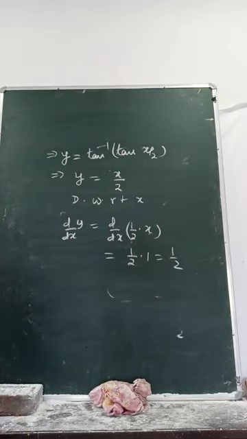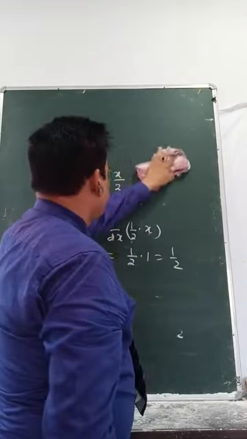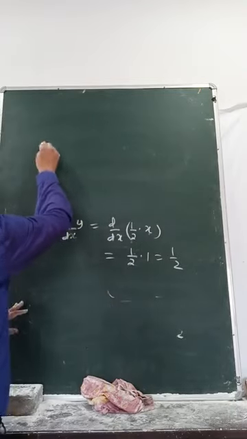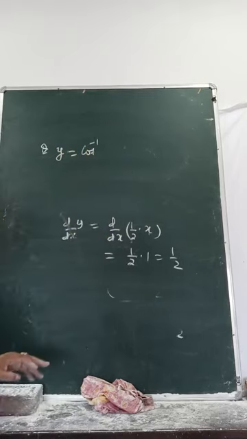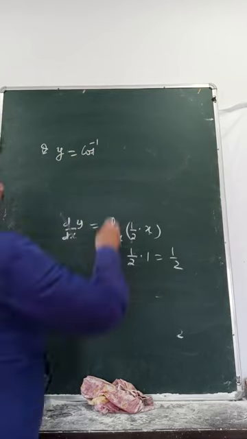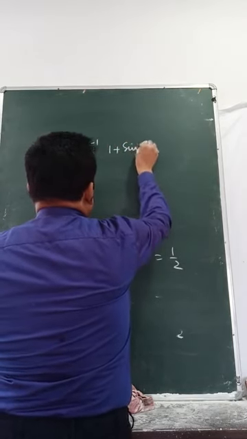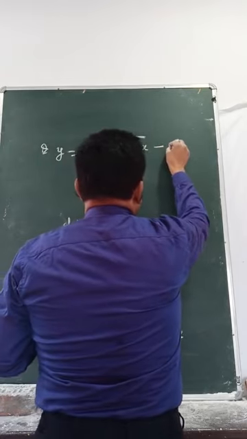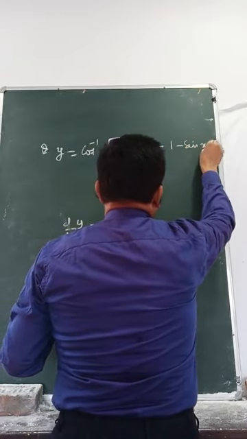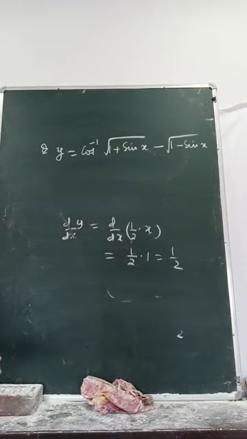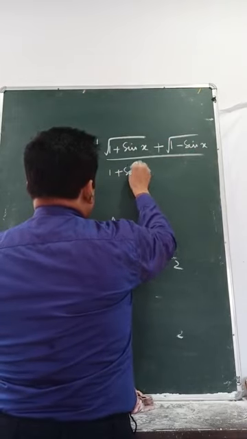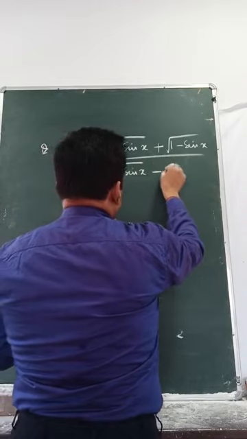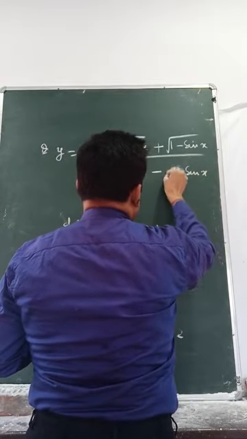See another pattern of question. Suppose I have y equals cot inverse of square root of 1 plus sin x, plus or minus square root of 1 minus sin x, divided by square root of 1 plus sin x minus square root of 1 minus sin x.